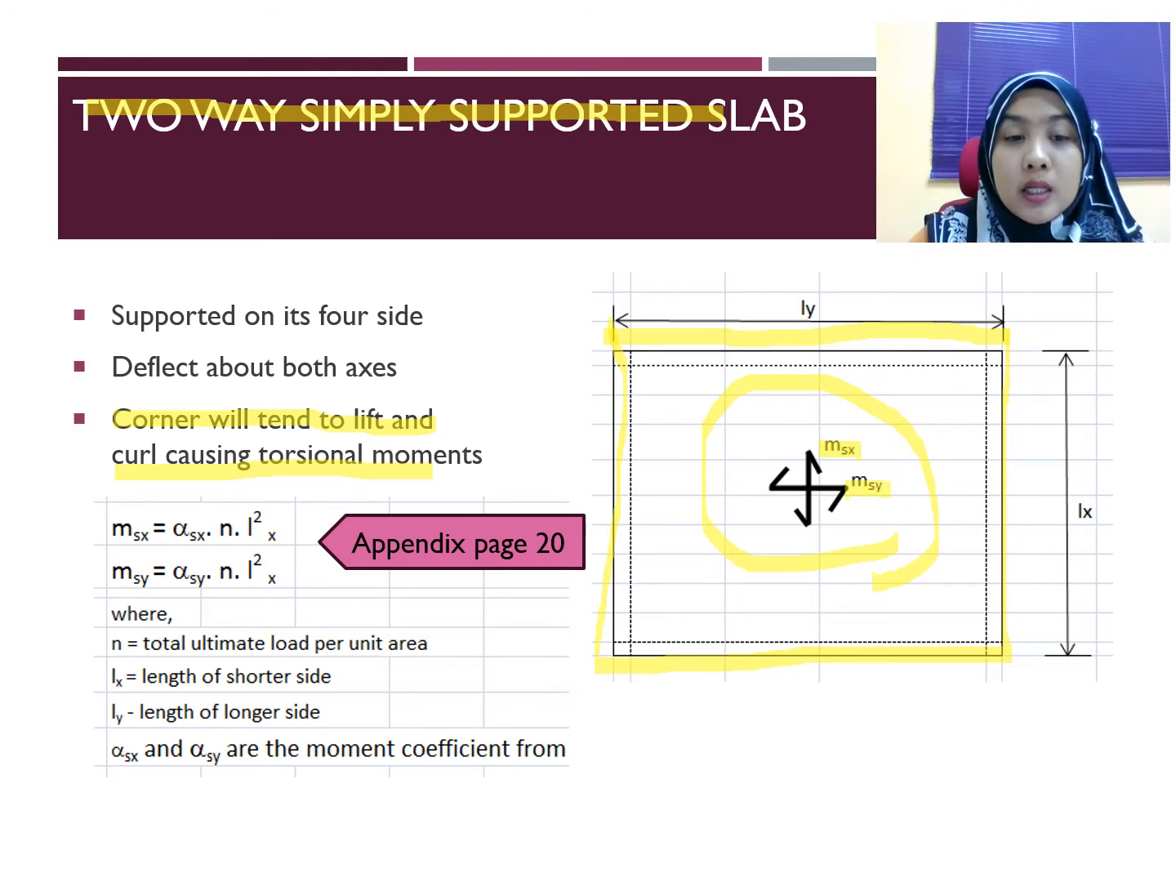To calculate the moment, we are using a formula given in appendix page 20, which is MSX equals alpha SX n Lx squared, or MSY equals alpha SY n Lx squared. n is the total ultimate load, or w, the UDL value, and Lx is the length of the shortest side, Ly is the length of the longer side, and alpha x and alpha y are the moment coefficients that we get from the appendix.